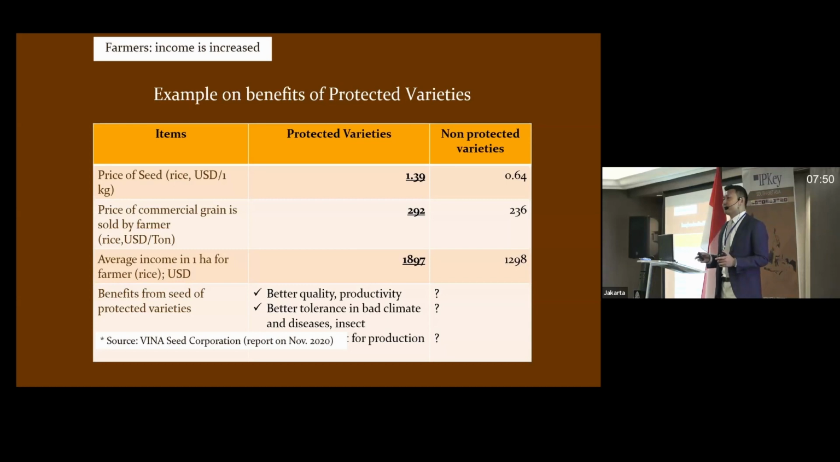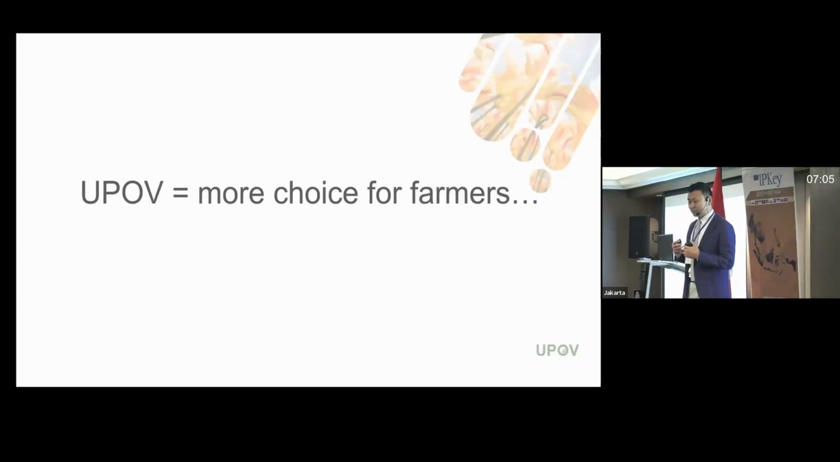And this is very important, that the farmer in Vietnam can choose either protected or non-protected varieties. They can see the price of seeds, and they can expect what income they can get. The important thing is that protected varieties are given access by the farmers. Farmers can choose whether they go to the protected varieties or non-protected varieties. So the key message I would like to give you today is that the UPOV system provides farmers with access and more choice.